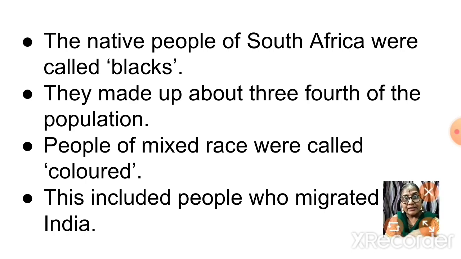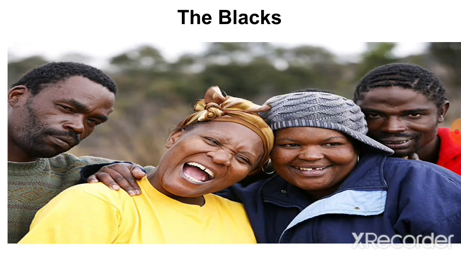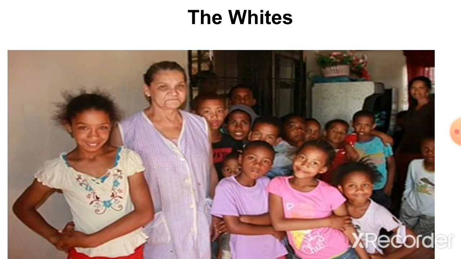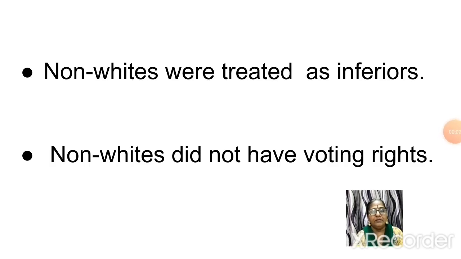Okay, now can you see on your screen? They are the blacks, right? And here they are the whites. Children, these non-whites of South Africa, that is the local South African people, were treated as inferiors by these rulers, by this white government. Not only this, they did not have any voting rights.